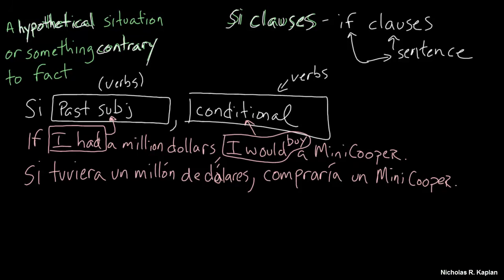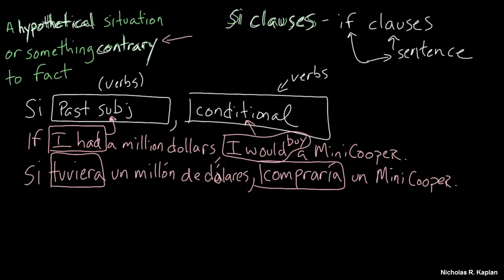There we go. That's it. You just made your first hypothetical si clause. We put a verb into the past subjunctive, and then we put a comma and our second verb into the conditional. Alright, well, what would one look like that we wanted to say something that was contrary to fact?